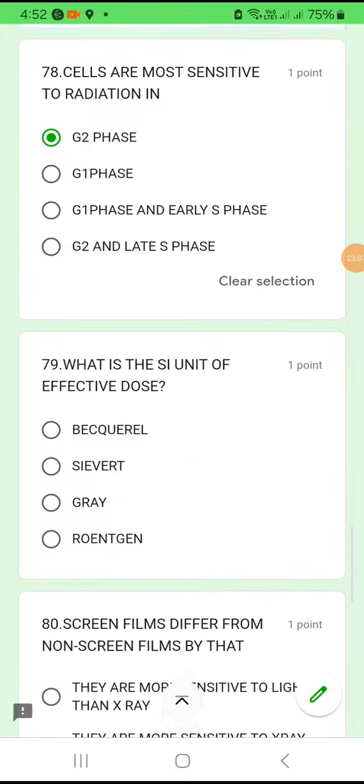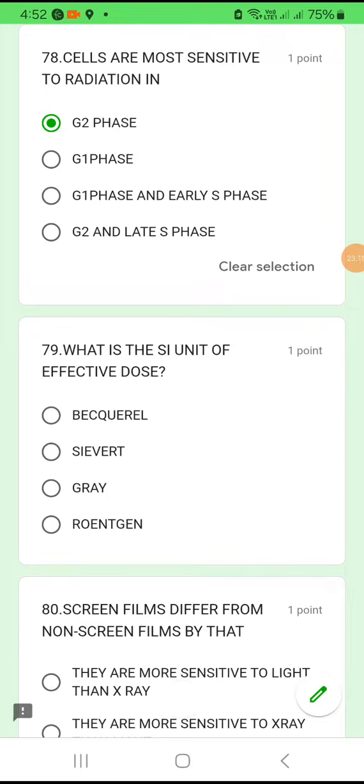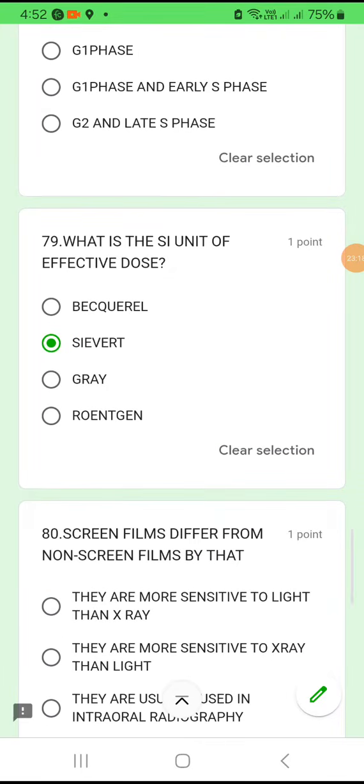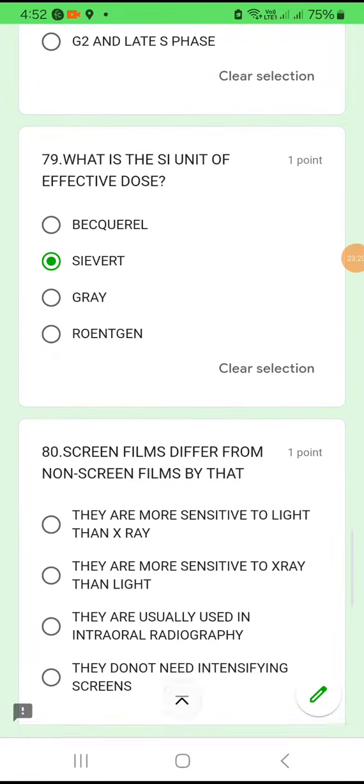Okay. Question number 79. What is the SI unit of effective dose? The SI unit of effective dose is sievert. Okay, effective dose. SI unit of effective dose is sievert.